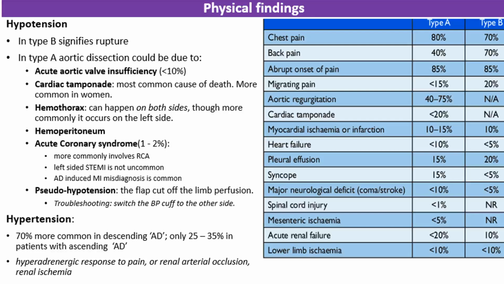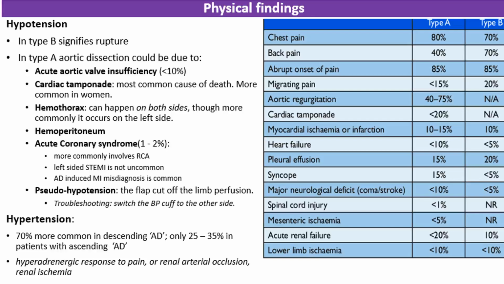Hypotension in type A dissection should prompt you to consider occurrence of complications such as acute aortic valve insufficiency, which occurs in up to 10% of cases, cardiac tamponade, hemothorax, hemoperitoneum, acute coronary syndrome, which is responsible for 1 to 2% of cases, or it could be due to pseudohypotension.